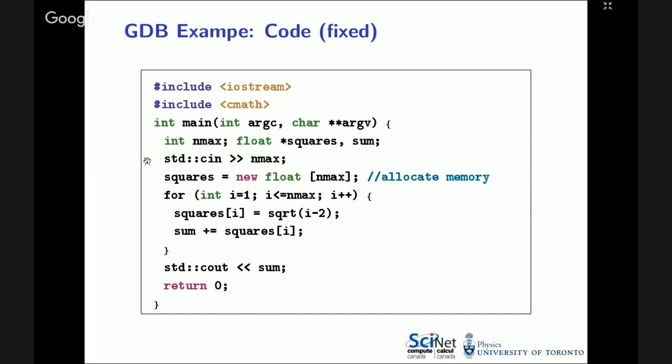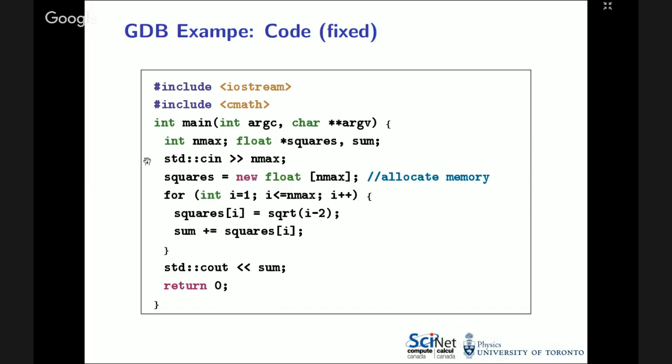Let's come back to the code. We saw before that there was a problem with the memory access. My guess is that the problem was that, as you see here, the squares array is a dynamic array, and I wasn't allocating memory for it. So the line I added now allocates the memory for the array, and the number of elements of that array is n max.